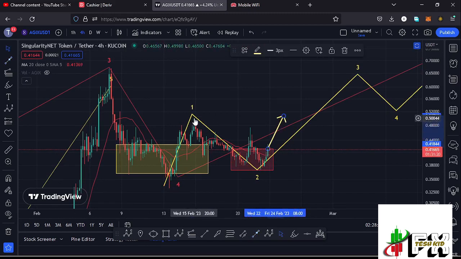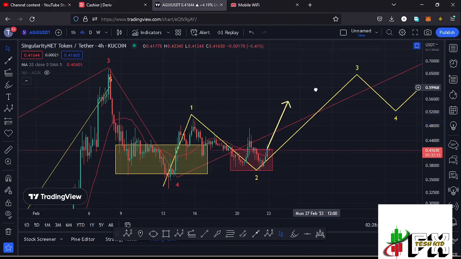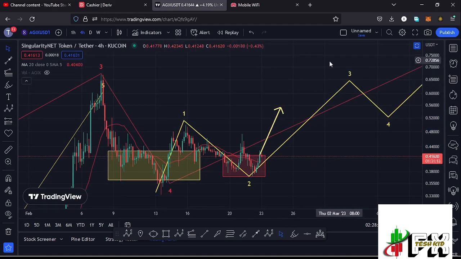And the moment we manage to break above the wave 1 high, then that will be enough confirmation that whatever we are seeing over here is the start of that massive bounce to the upside in the formation of that wave 3. So what I'm watching here on the AGIX chart is a move to continue holding above the 20-day MA and also a break above the wave 1 high at around the $0.5 mark. And once that happens, then that will be enough confirmation that whatever we are seeing is the formation of that wave 3.